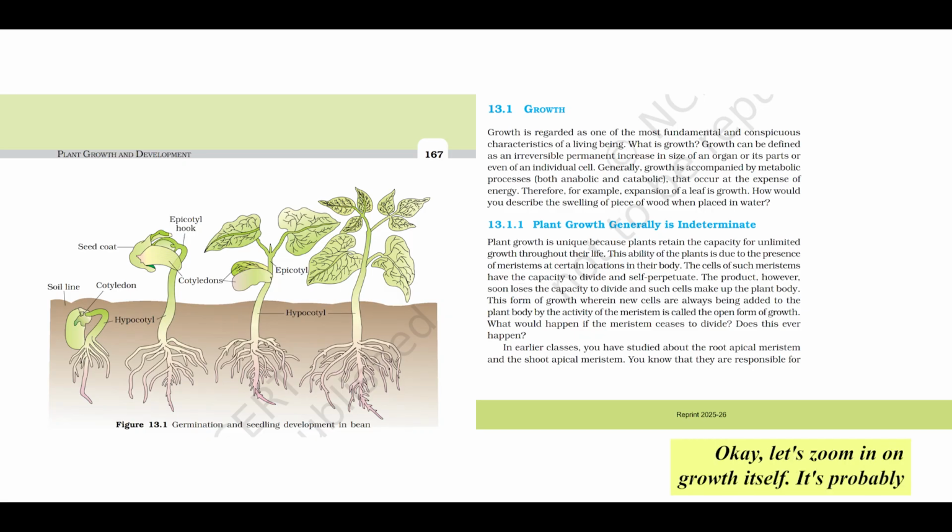Okay, let's zoom in on growth itself. It's probably the most fundamental, most obvious characteristic of any living thing, right?